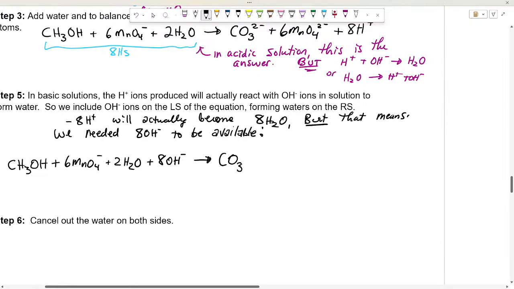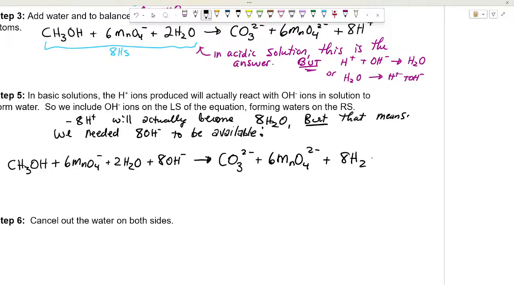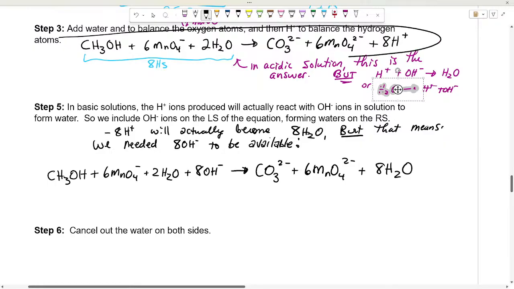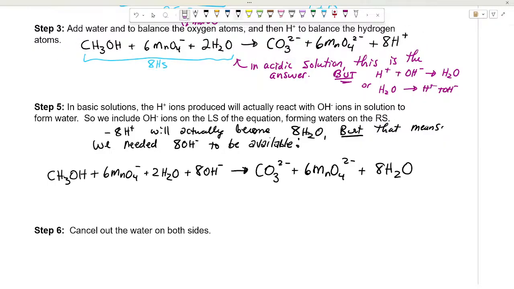That will give us CO3 2 minus plus 6 MnO4 2 minus plus 8 H plus ions. But if we had those 8 OH minus ions to begin with, we'll actually get 8 waters. Does that make sense? So in acidic solution, that would have been the answer. But in basic solution, it's not going to produce H plus and have those H pluses stick around.